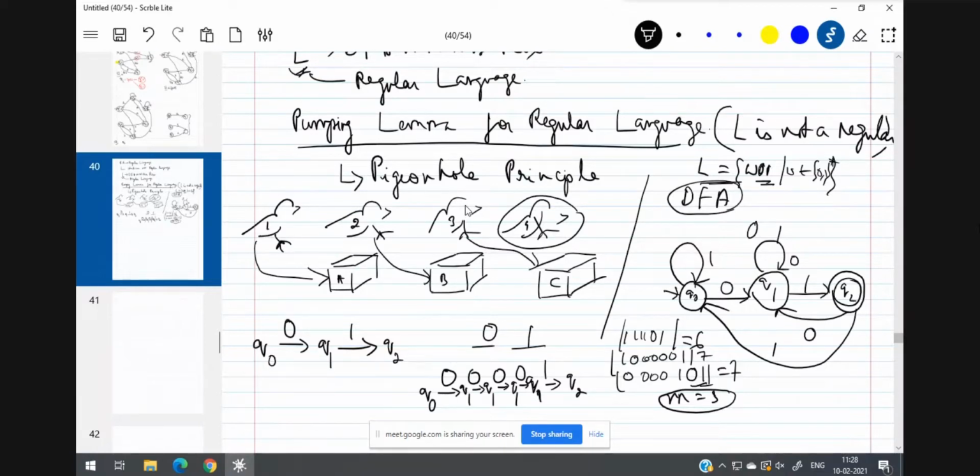See here, the string which we are considering is the number of pigeons, and the states of this particular DFA are being considered as the pigeonholes. So if the length keeps on increasing, definitely one of the states needs to be repeated. In our example, Q1 is visited by this particular pigeon 1, 2, 3, 4 times. That is the concept we are going to utilize, the pigeonhole principle, for proving.